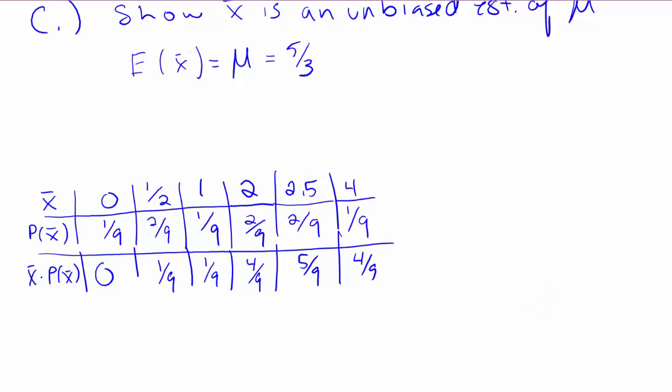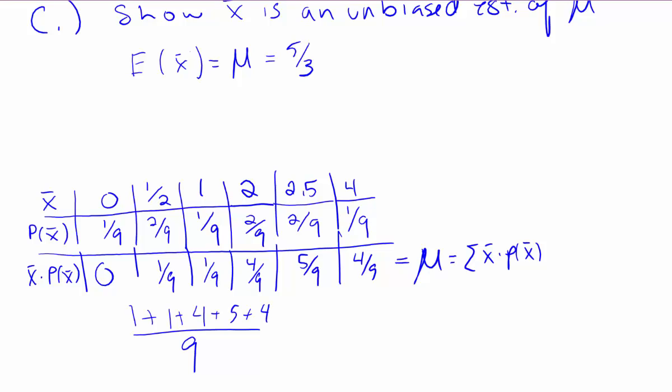All right, and then if you want to add all these together, that will give you the mean, right? The mean is the sum of all of those things. It's the sum of x times, or x bar in this case, times p of x bar. That's how we learn to do the mean for these probability distributions. So you just add these values together. Since they all have 9 as a denominator, we'll keep the common denominator of 9. We'll add 1/9 to 1/9 to 4/9 to 5/9 to 4/9. And if you add up all those numerators, you end up with 15/9.